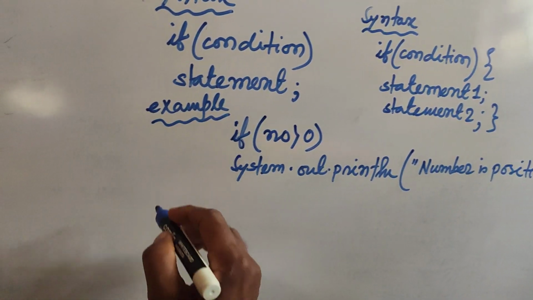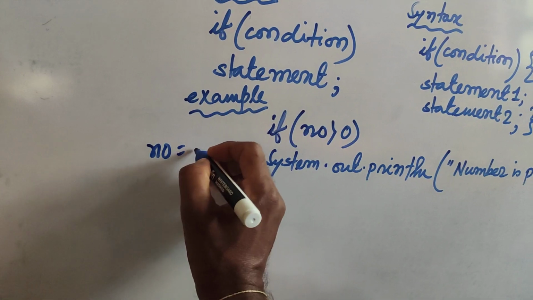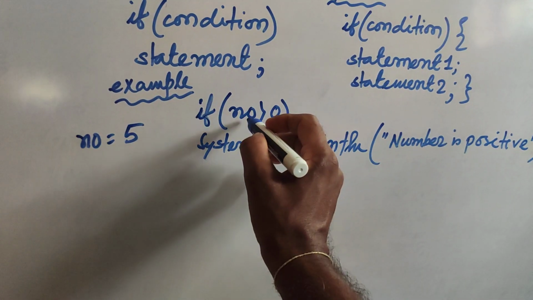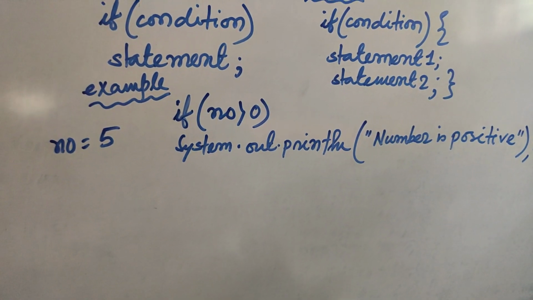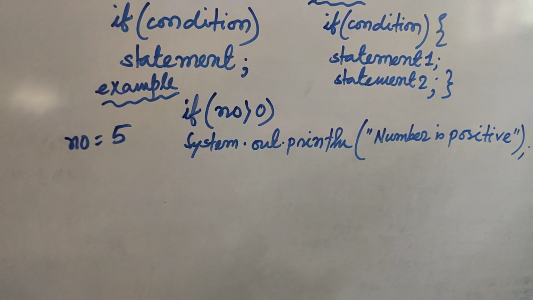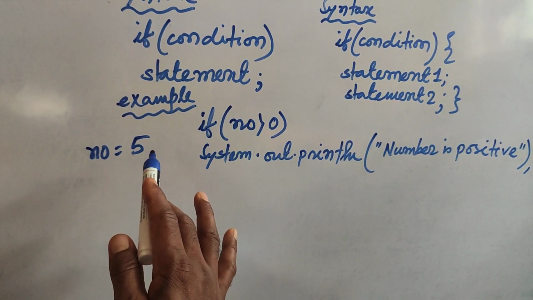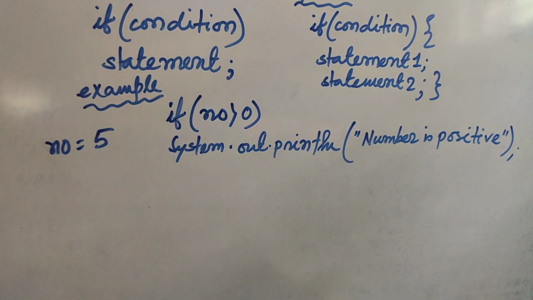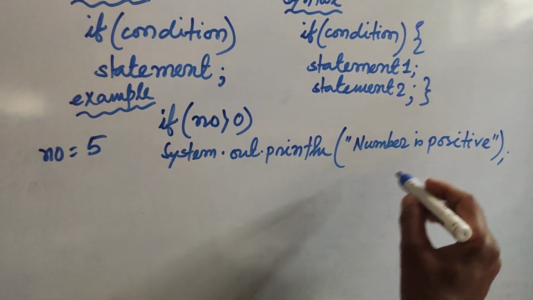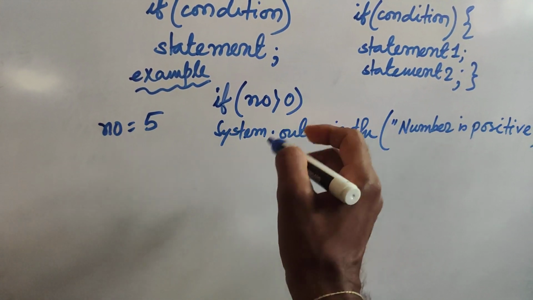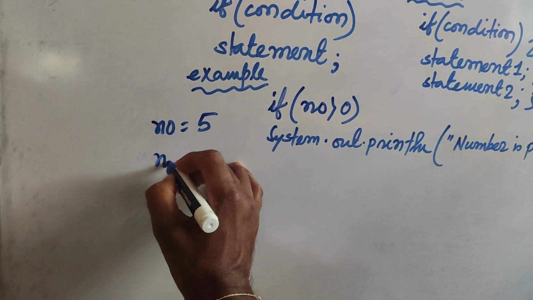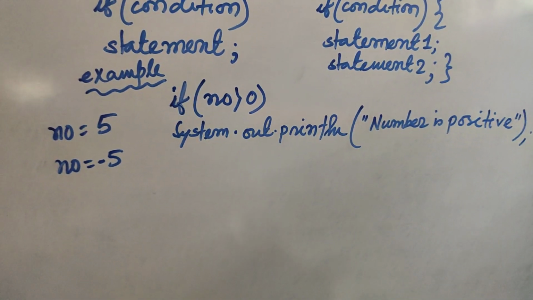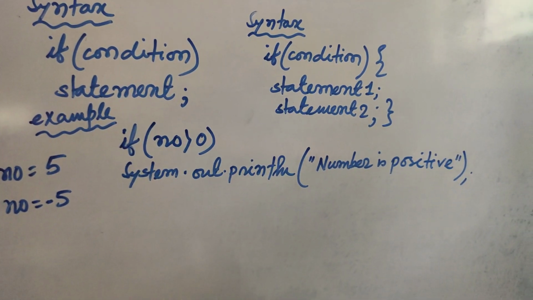So this is the condition. I am writing here number equal to 5. The computer checks 5 greater than 0. Yes, the condition is true. Then the computer displays number is positive. But in the if case, this is the disadvantage. If I take -5, then what result will come? No result, no output. So this is the drawback.